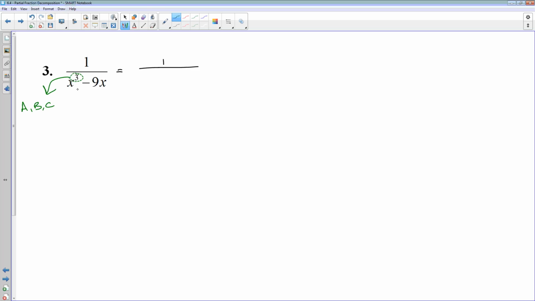you'll see why. The first thing I'm going to do is factor out an x, which will leave me with x squared minus 9. And then I will factor out that difference of squares, which will give me x plus 3, x minus 3. So what I have here is 3 factors in the denominator. So when I set up the partial fraction decomposition, it's 1 over x, x plus 3, x minus 3.